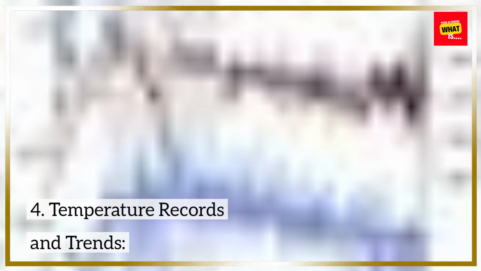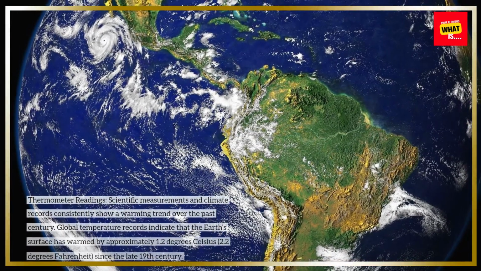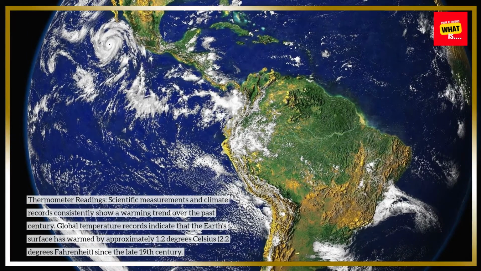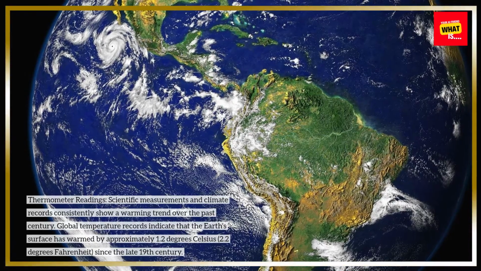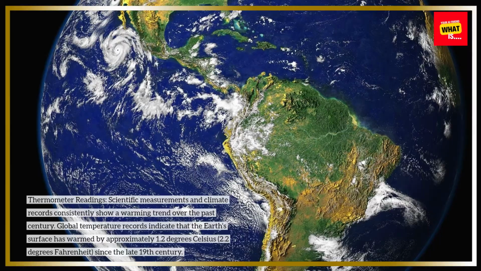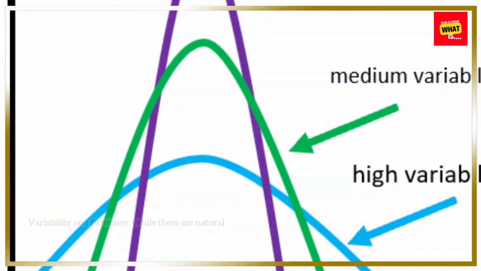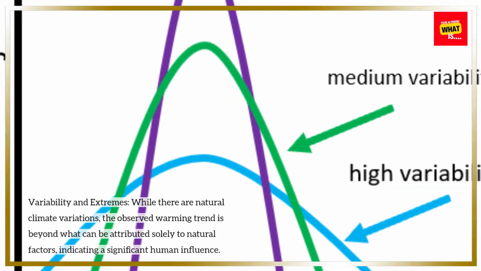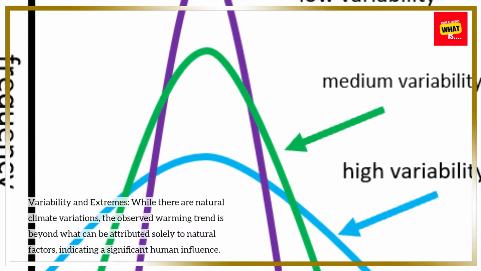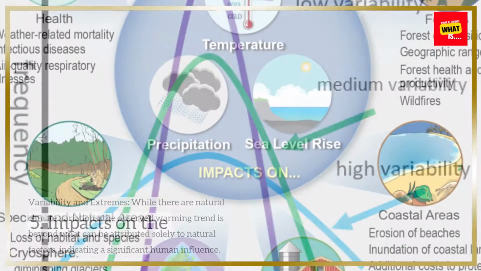4. Temperature records and trends. Thermometer readings. Scientific measurements and climate records consistently show a warming trend over the past century. Global temperature records indicate that the Earth's surface has warmed by approximately 1.2 degrees Celsius (2.2 degrees Fahrenheit) since the late 19th century. Variability and extremes. While there are natural climate variations, the observed warming trend is beyond what can be attributed solely to natural factors, indicating a significant human influence.